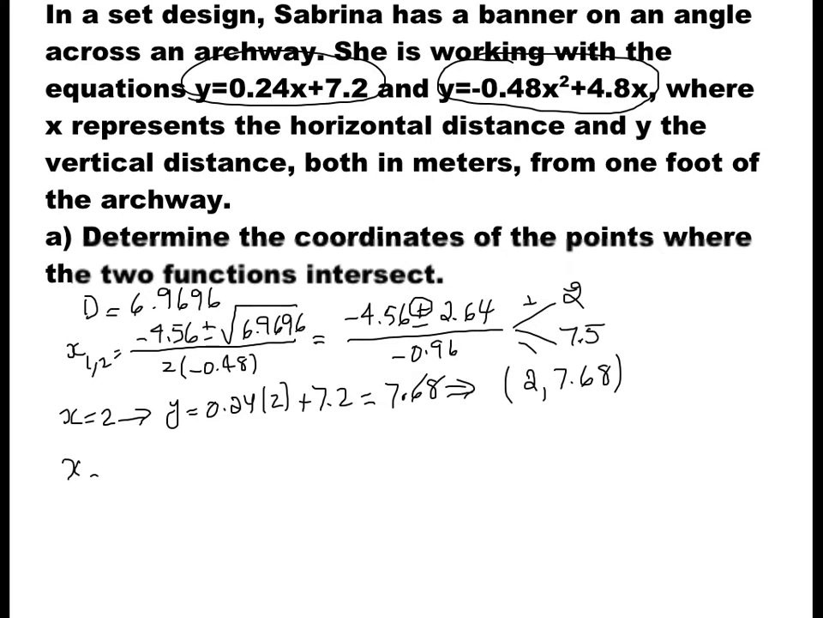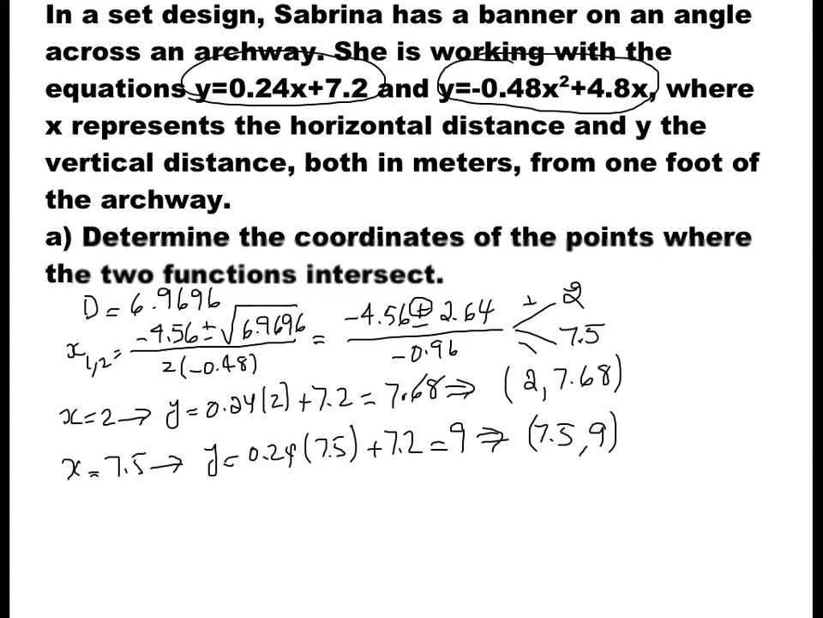If x is equal to 7.5, then y is 0.24 times 7.5 plus 7.2. If you simplify this one, you get 9. So we say that the next point of intersection is 7.5 and 9.